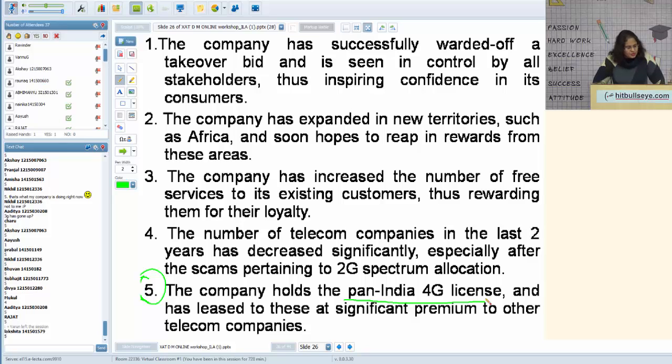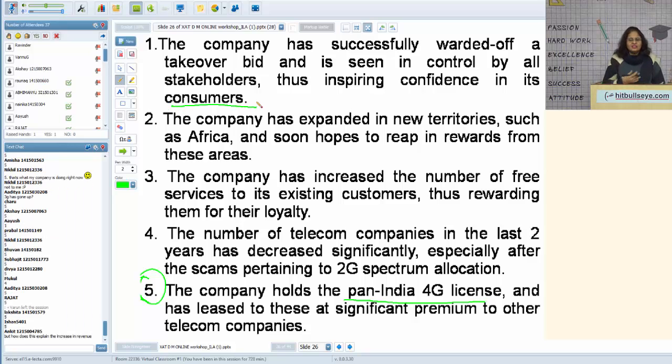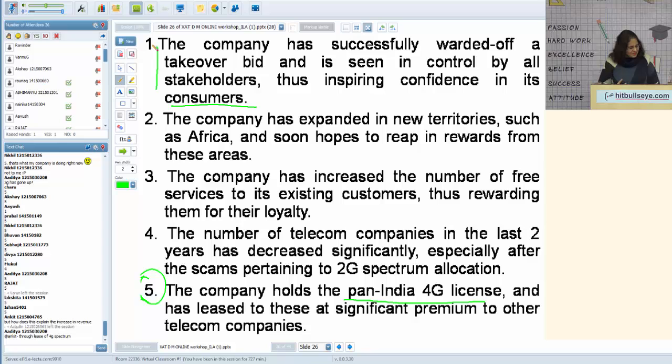And option number one, Ayush, which you have marked: the company has successfully warded off a takeover bid and is seen in control by the stakeholders, thus inspiring confidence in its consumers. Very importantly, if it is inspiring confidence in its consumers, then why are the 2G sales dropping? This might look very sweet, very sugar coated, but it doesn't address any of the important issues here. First is 2G sales are dropping and still the company is doing good. So what is the reason? Maybe there is some other product. If one product's sale is dropping and the company is still doing well, maybe there is some other product which is doing really well. So here what we look at is that there is a pan India 4G license, and everybody wants a share of that pie, and that is why you have the foreign investment.